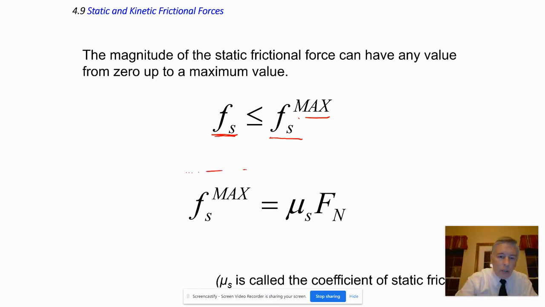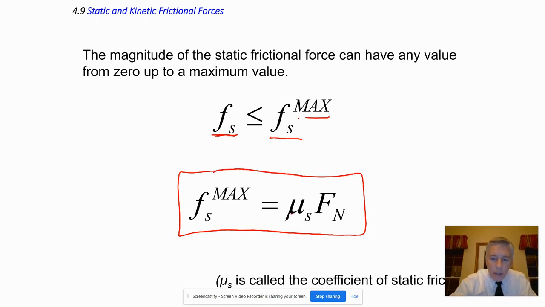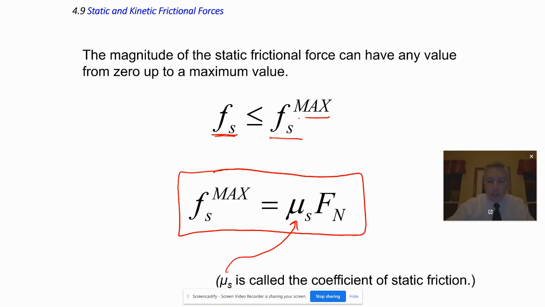So the equation for finding that maximum static friction force is this funny looking thing. This mu, it's a Greek letter mu, is the coefficient of static friction. So it's a number that indicates how rough or how smooth a surface is. And then we already know what this is. This is that thing called the normal force. So the normal force, that perpendicular force, affects friction force, which is parallel, which I would always think is kind of neat.